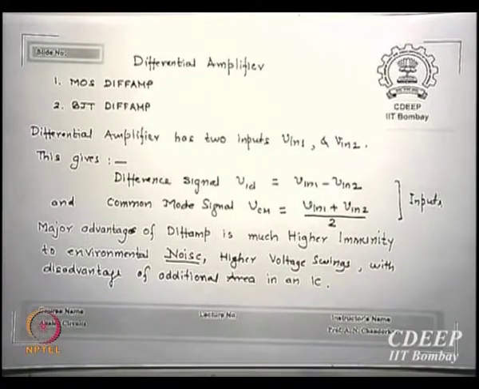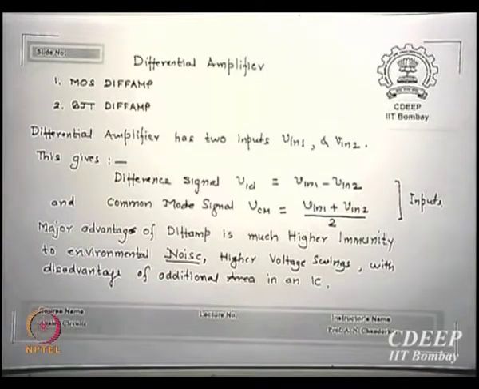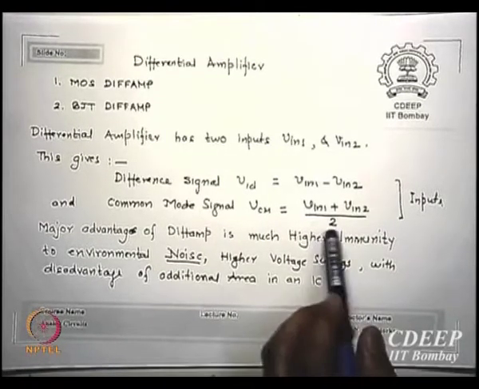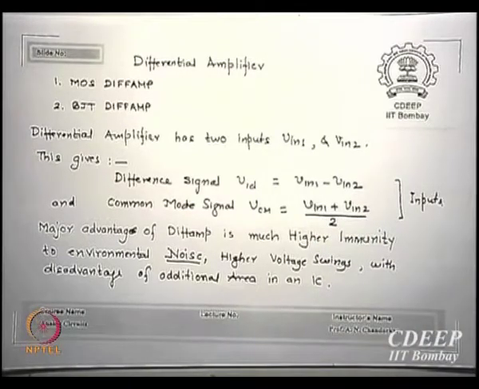Okay. We define another signal which is called the common mode signal, called VCM, common mode, which is nothing but the average of the 2, V in 1 plus V in 2 by 2. These are the 2 input signals we will use in all our differential amplifier theory.